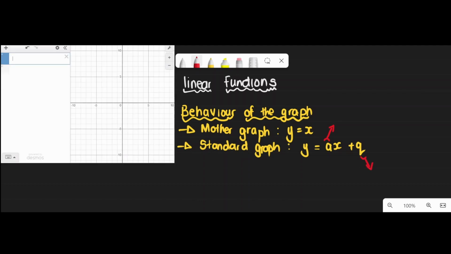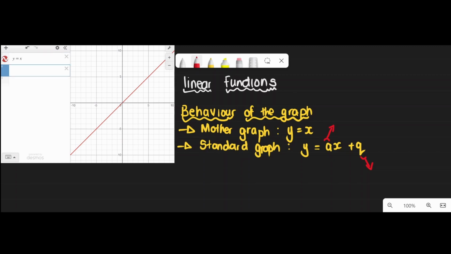So now what we're going to do is look at the mother graph, which as I said is y = x. And that's the red one. Do you see the fact that it's just a straight line going from the first quadrant to the third quadrant? So this is the basic graph.